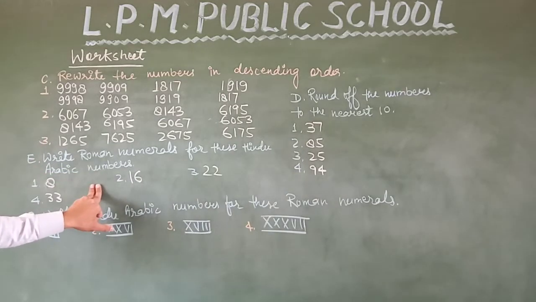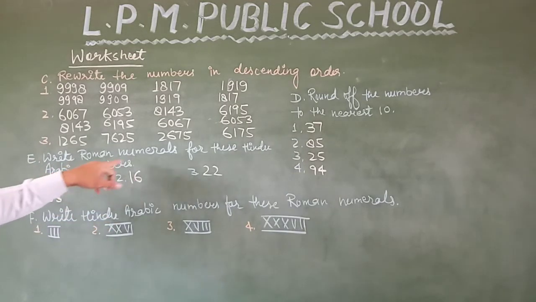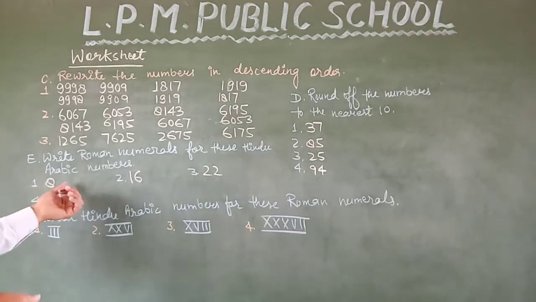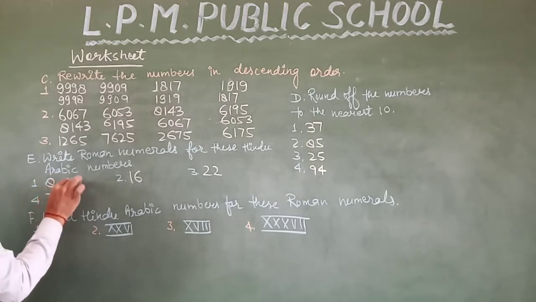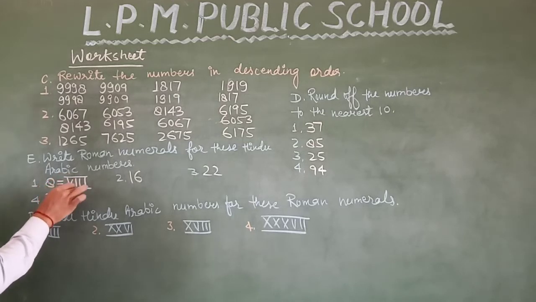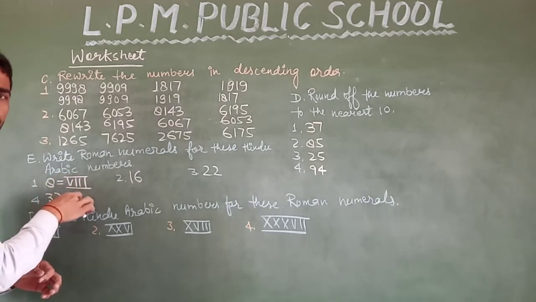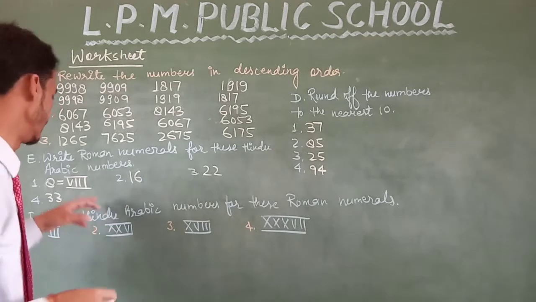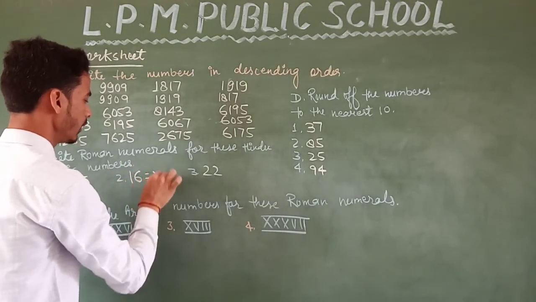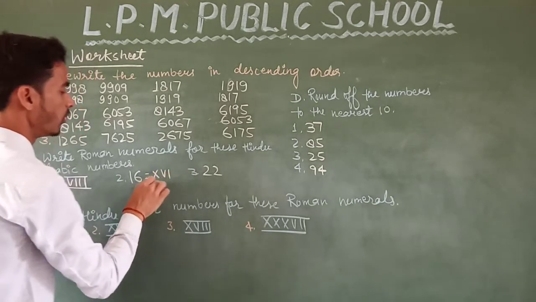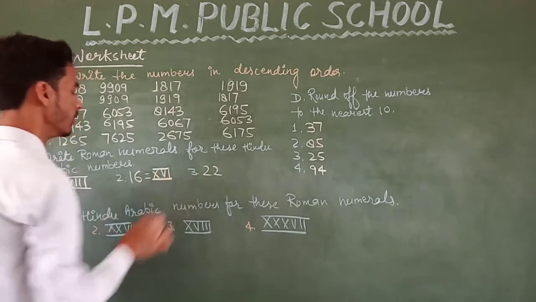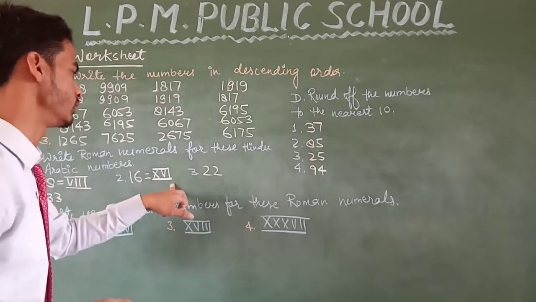And in the next question, question number third, write Roman numerals for these Hindu Arabic numbers. Okay, for 8 there will be VIII. V stands for 5 and I stands for 1, 5 plus 3 is 8. And for 16 there will be XVI. X stands for 10, V stands for 5 and I stands for 1. Then 10 plus 5 is 15, plus 1 is 16.